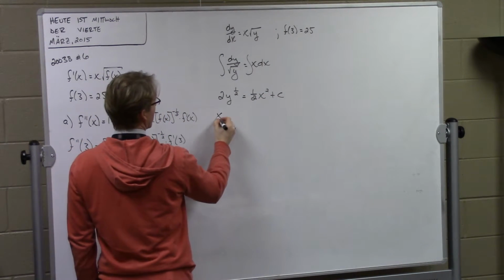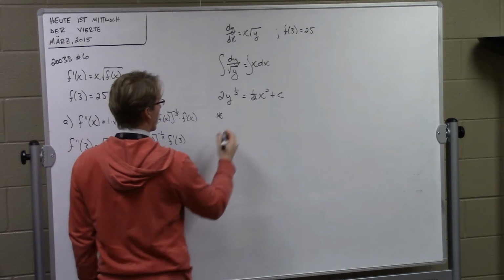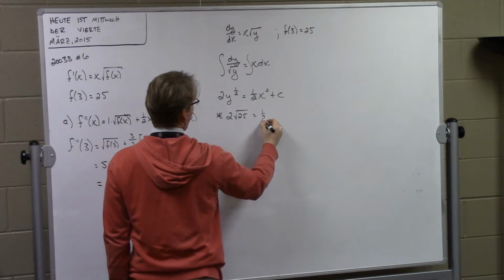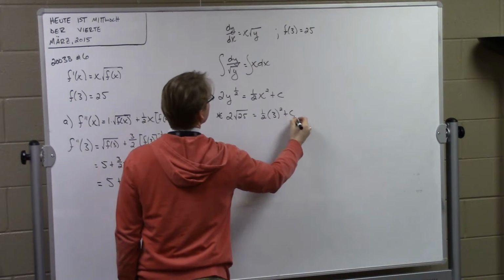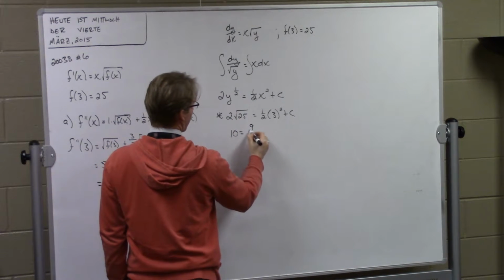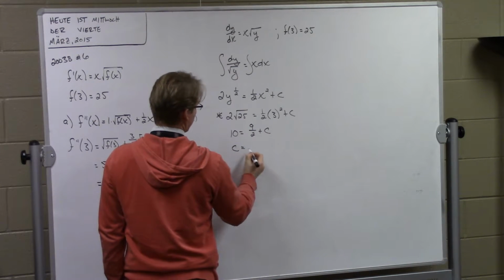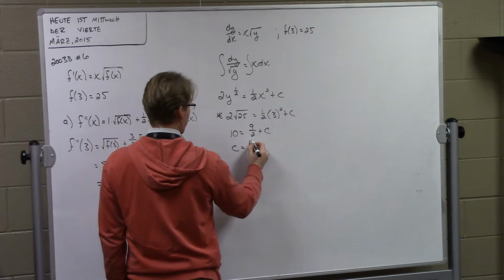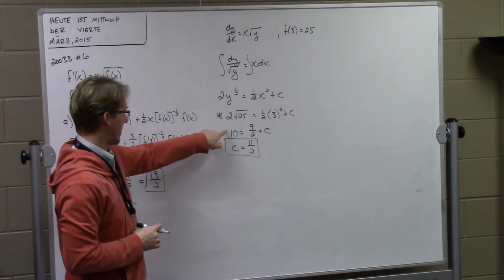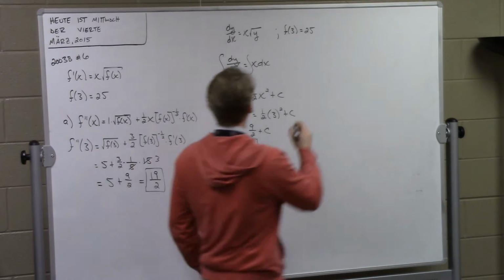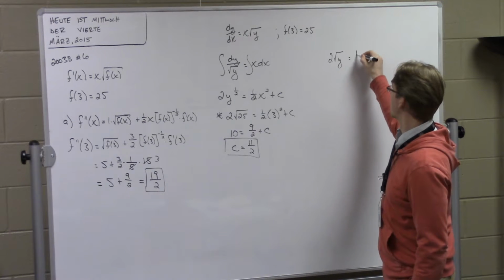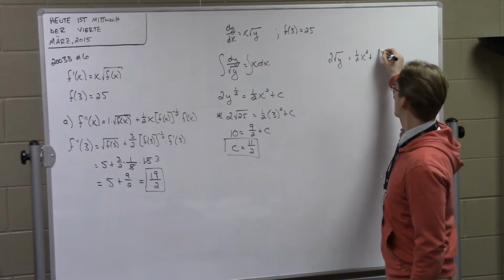My initial condition is that f of 3 is 25, so I'll plug in 25. 2 square root of 25 is equal to 1/2 times 3 squared plus c. 5 times 2 is 10. 10 equals 9/2 plus c. So c equals 11/2. That's 20/2 minus 9/2, 11/2. So we are at 2 root of y is equal to 1/2 x squared plus 11/2.